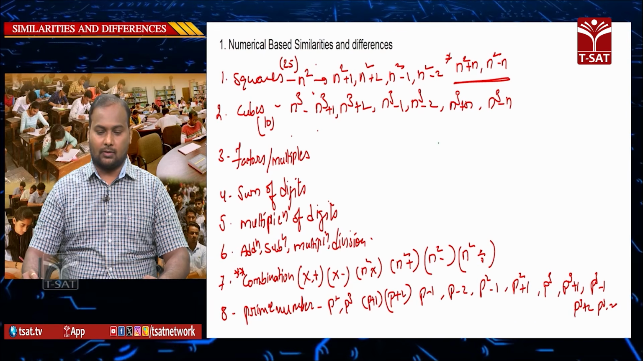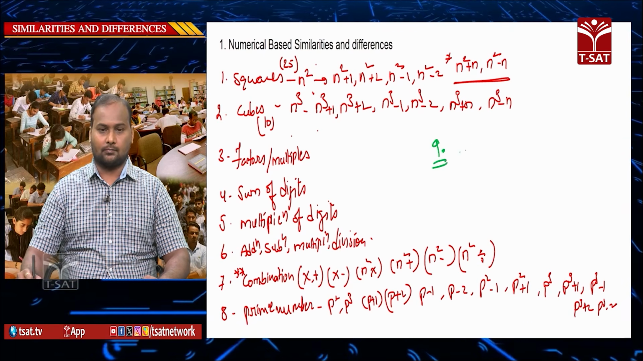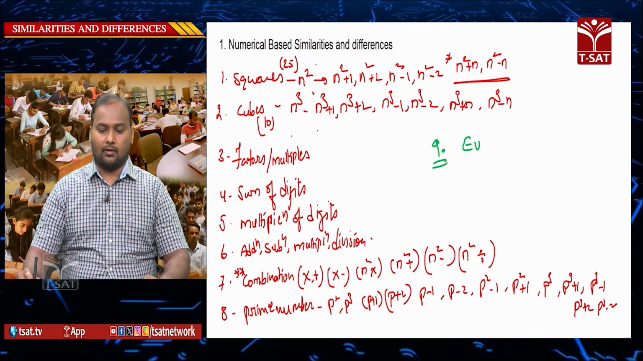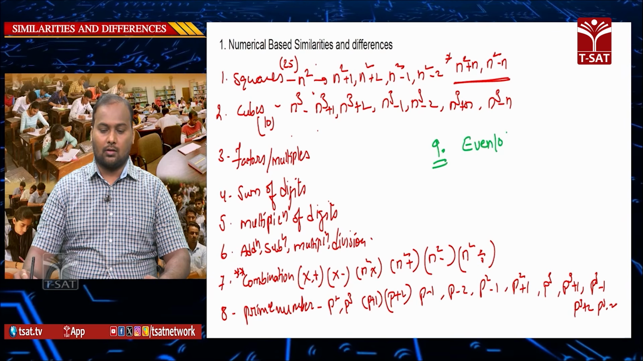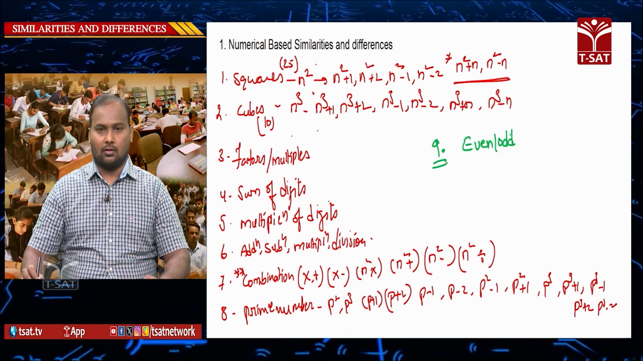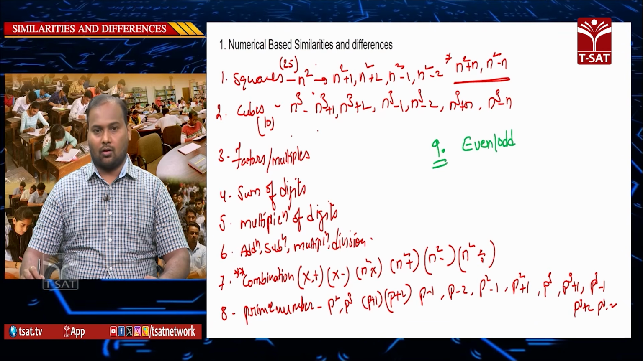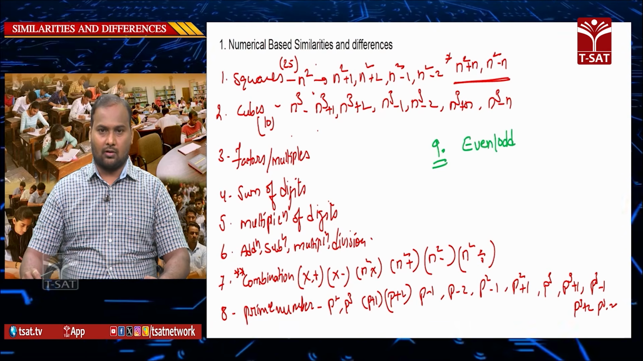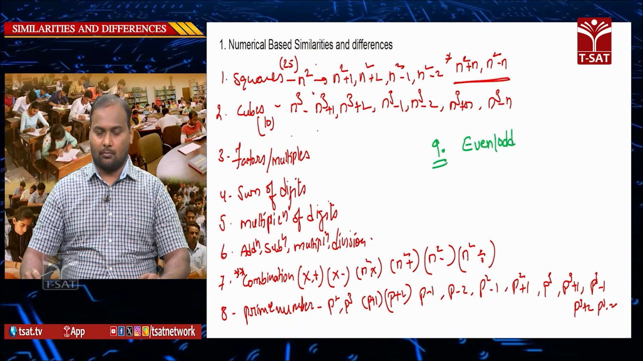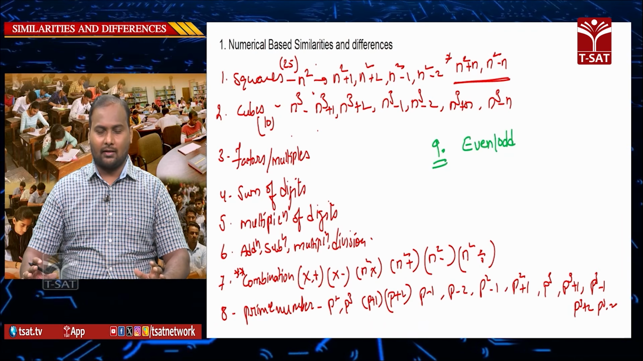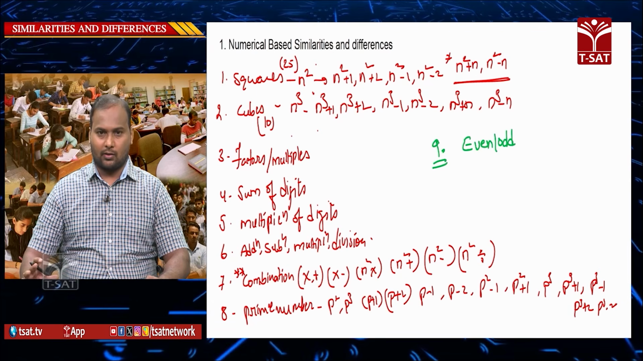The next type that we are going to see is the 9th type, that is based on even or odd. In these questions generally three options will be even numbers and one option will be an odd number, or three options will be odd numbers and one option will be an even number. So these are the different areas where they might ask a question.